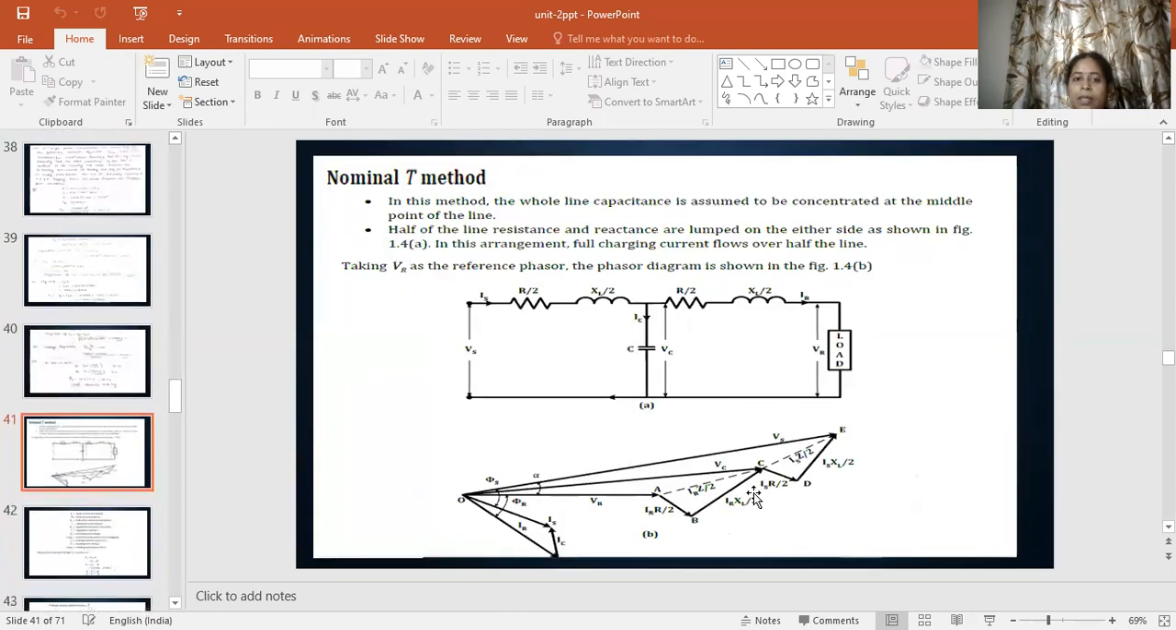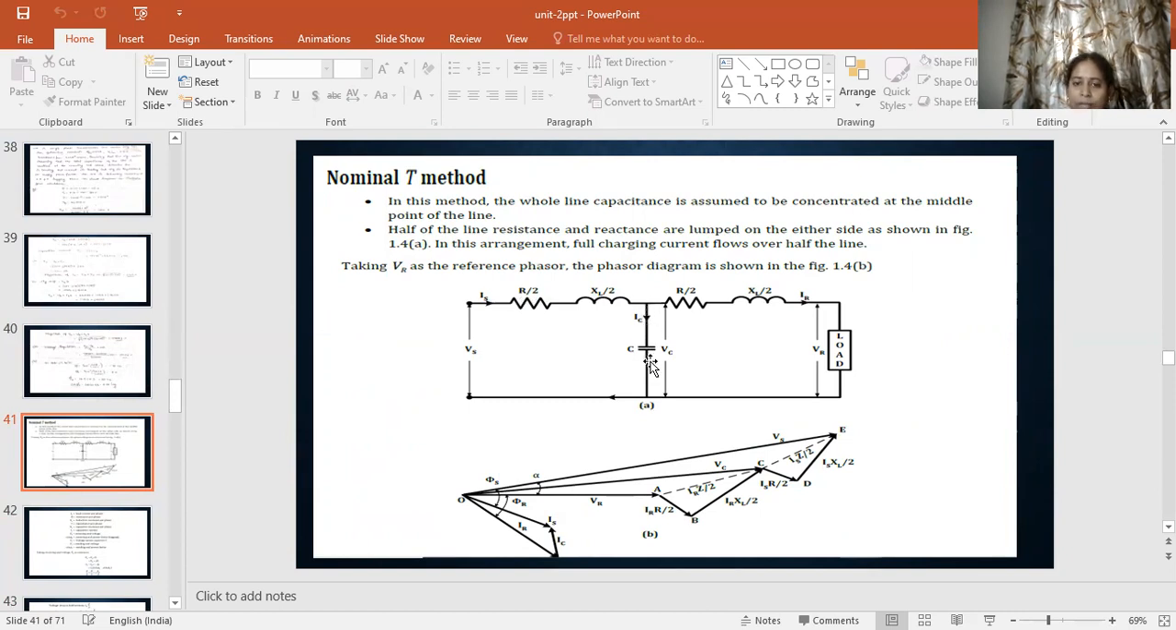Next the method is the nominal T method. Here is the nominal T method. The representation of the circuit is a connection in the form of a T. I already told you that is the type of connection in the figure, the symbol of T. In this method, the whole line capacitance is assumed to be concentrated at the middle point of the line.